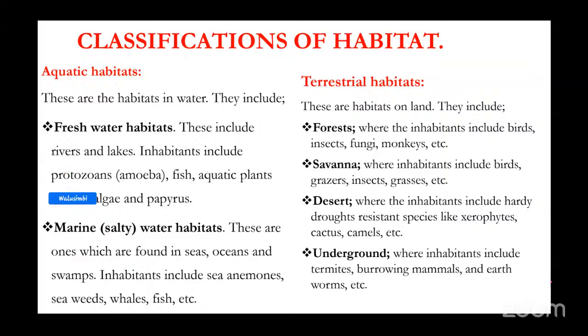We have cactus, camel, and the xerophytes. These are all plants, hardy resistant plants which can stay in deserts. Have cactus, as I mentioned earlier on. They're basically seen with their stems having thorns.